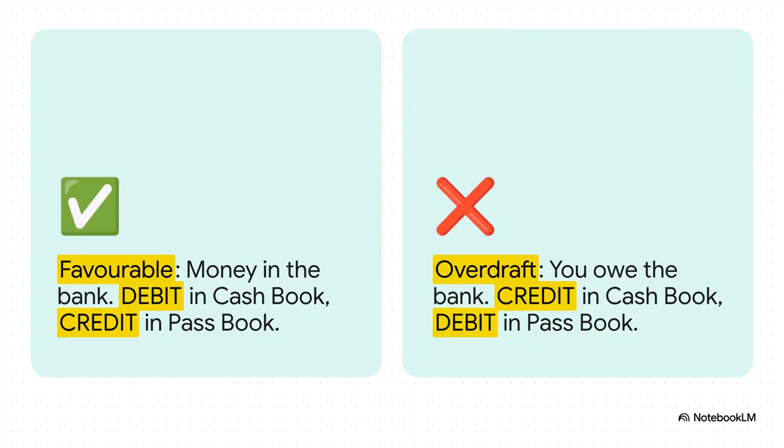Before you start, you have to know what kind of balance you're dealing with. A favorable balance is good news. It means you have money in the bank. In your cash book, that's a debit. But remember the rule? For the bank, it's a credit.